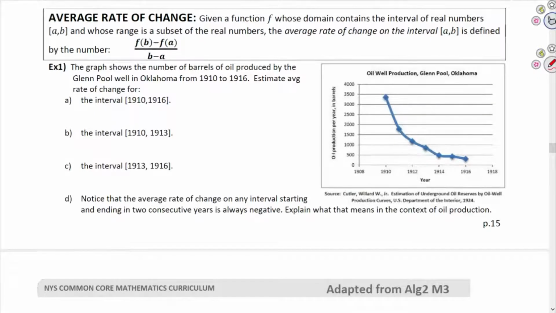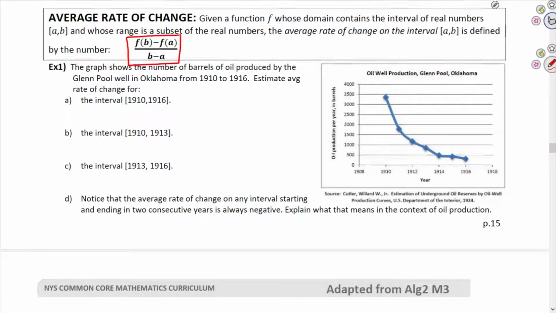of real numbers a to b, including a and b, and whose range is a subset of the real numbers, the average rate of change on the interval a to b inclusive, meaning including a and b, is defined by the number f of b minus f of a over b minus a.